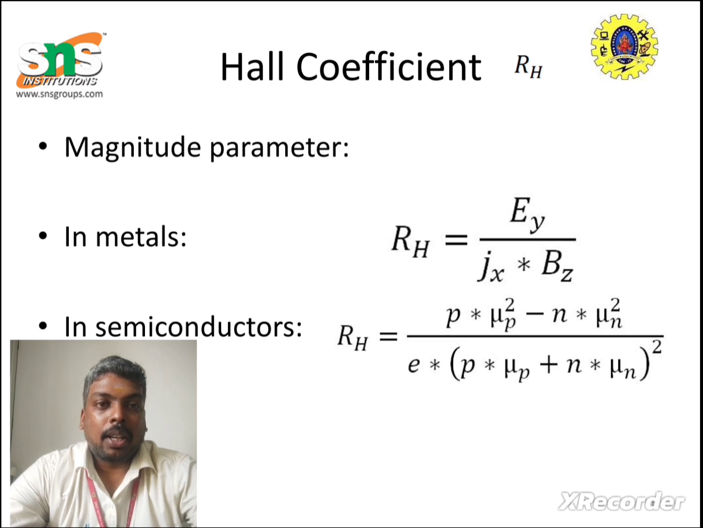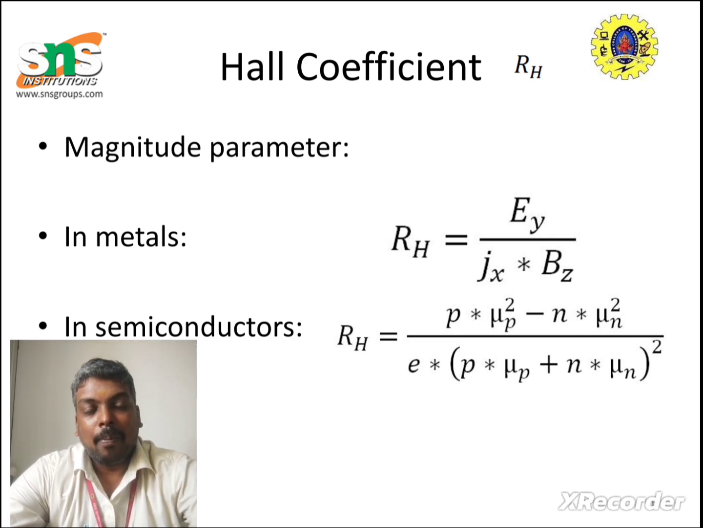So there is a magnetic parameter in metals: RH is equal to Ey divided by Jx Bz. In semiconductors, RH is given separately for P-type and N-type material. The Hall effect is used to determine whether a semiconductor material belongs to P-type or N-type. From the experimental setup, we can identify the material.